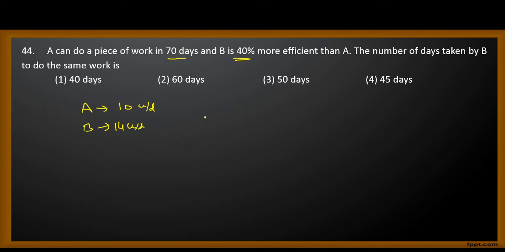Now A takes how many days to complete the work? 70 days. So total work is 70 into 10. Whereas B is doing 14 units, but we don't know how many days B will take. Assume that B takes D days. So B is doing 14 units per day, so number of days into number of units per day. 14 ones, 14 fives. On simplification, D equals 50. So the number of days required for B is 50.